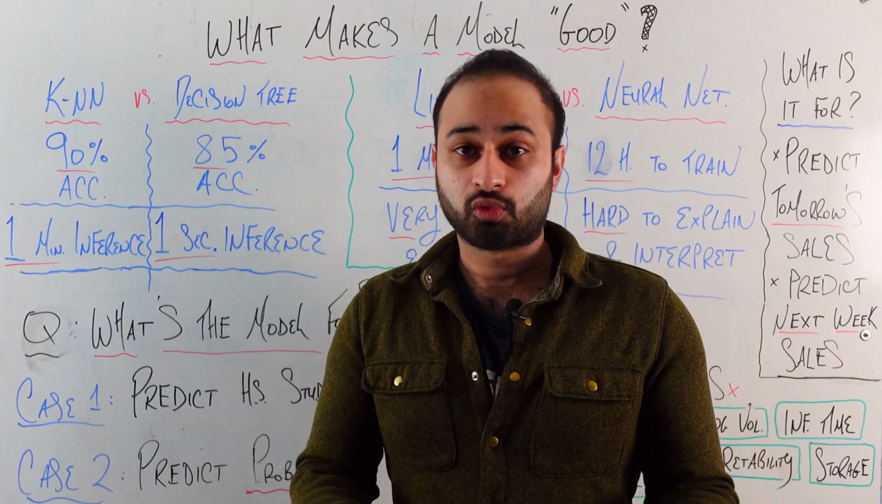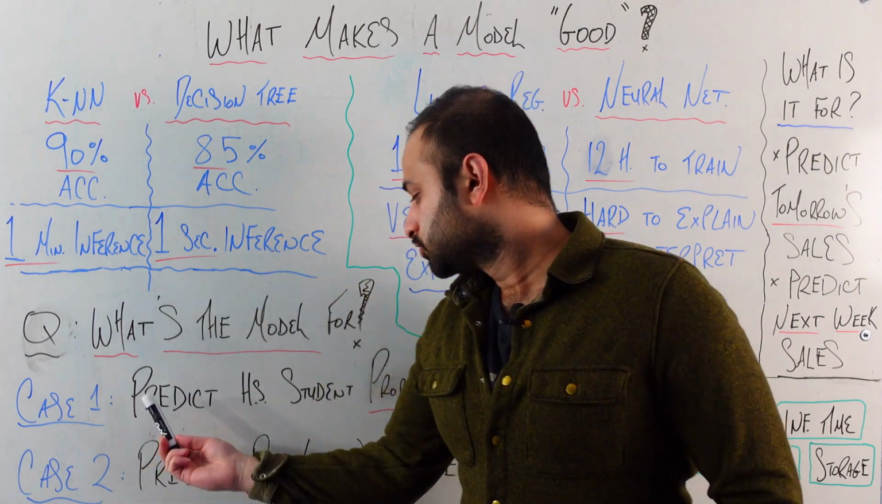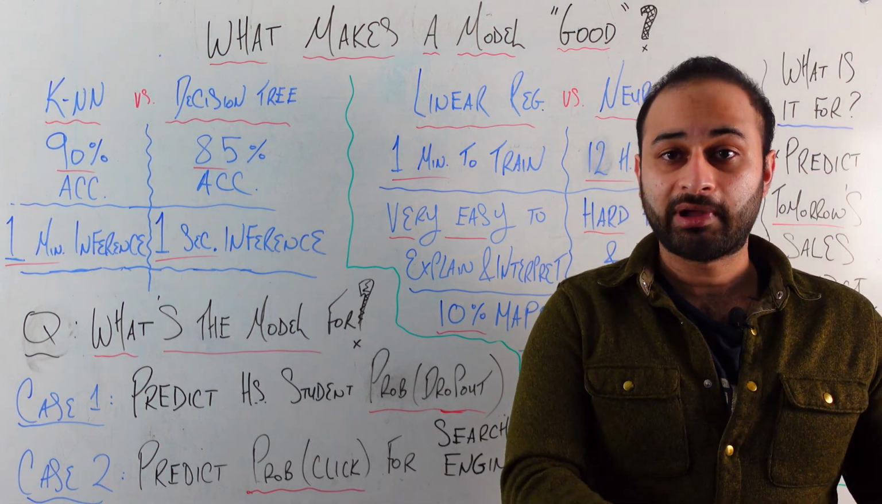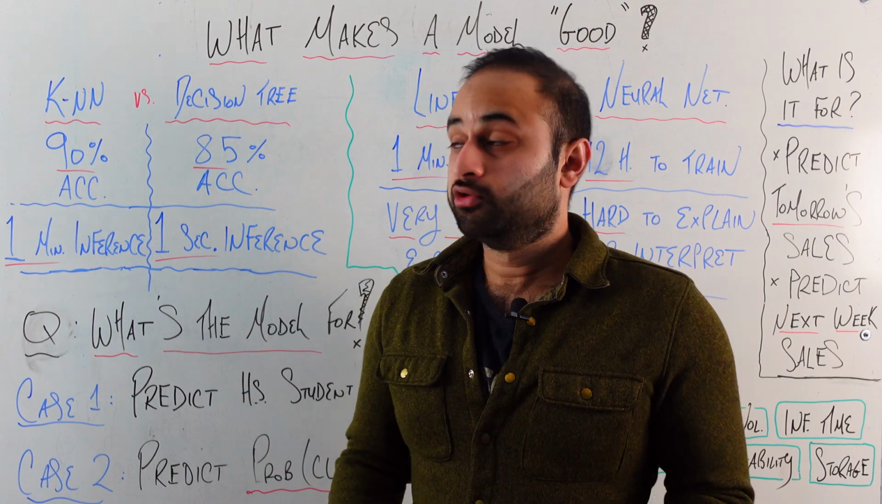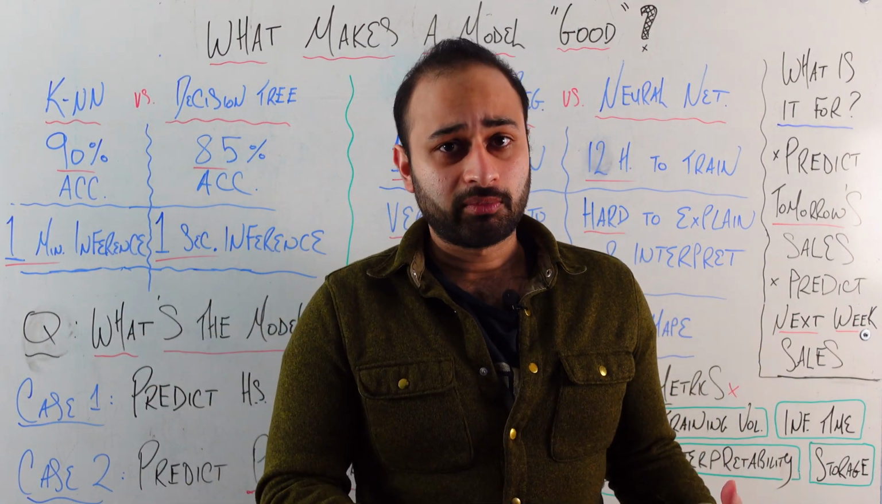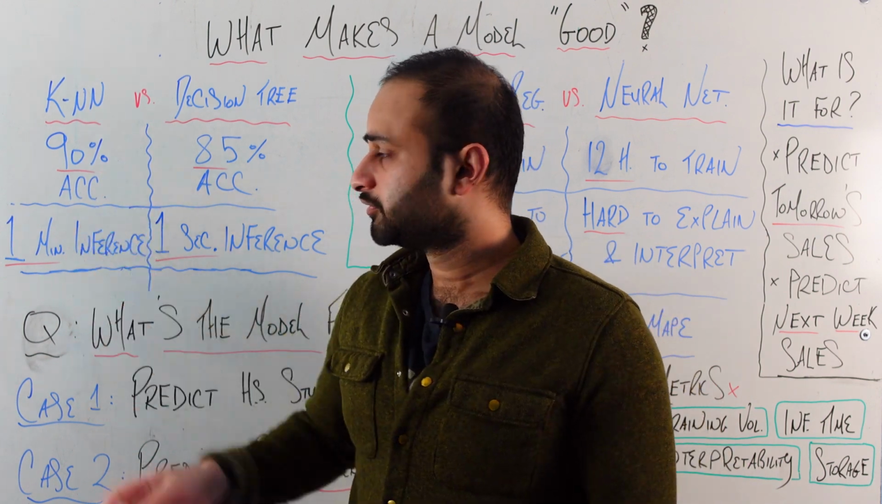So let's say we live in this world, case one, where this model that we're considering is used to predict the high school dropout, so the probability that a high school student will drop out before completing and getting their degree. Now, if this is the case, in my opinion, you should go with the k-nearest neighbor model. I do think there is a lot of merit and reasons why I'm going with the k-nearest neighbor in this case.